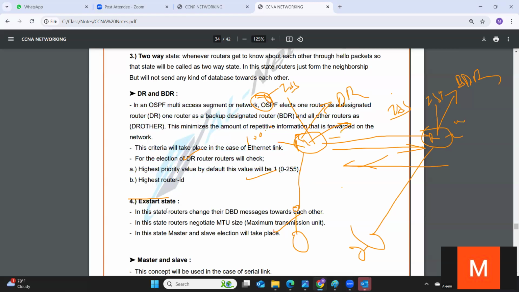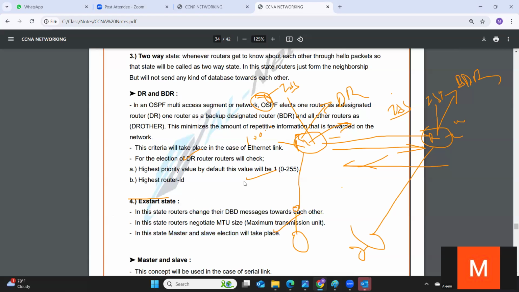After that, in the ExStart state, routers exchange DBD messages with each other. Towards each other, they will exchange database descriptions and negotiate. In this state, routers negotiate the MTU size also. In this state, the master and slave election will happen.